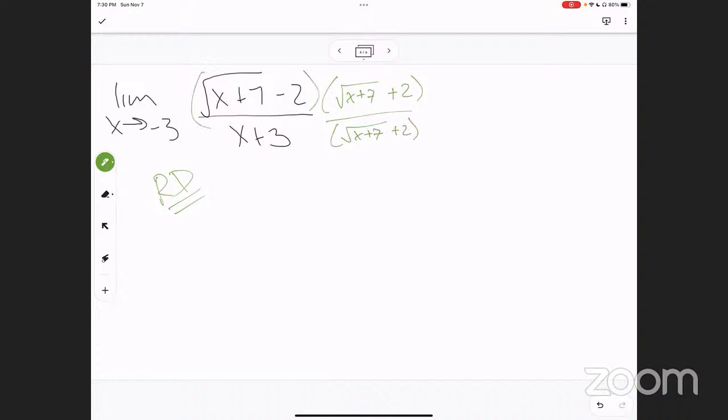When I multiply that into here on the top, the square root will go away. You have a -4. And when I multiply it on the bottom, just leave it. When I do that, this is x plus 3. That means this cancels. So I get 1 over the square root of x plus 7 plus 2, and it's the limit as x goes to -3. And now I can plug in -3, which equals 1 over 4.